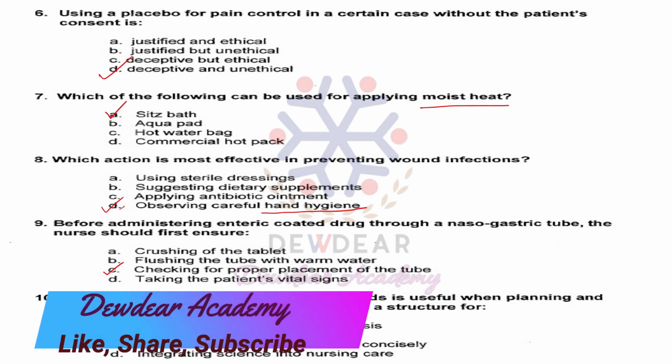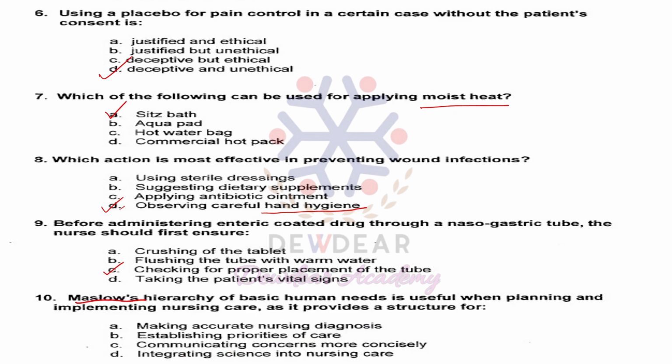So we know the hierarchy of basic needs. So that is helping in establishing the priorities of care. So option B is the correct answer. It is helping in establishing the priorities of care.